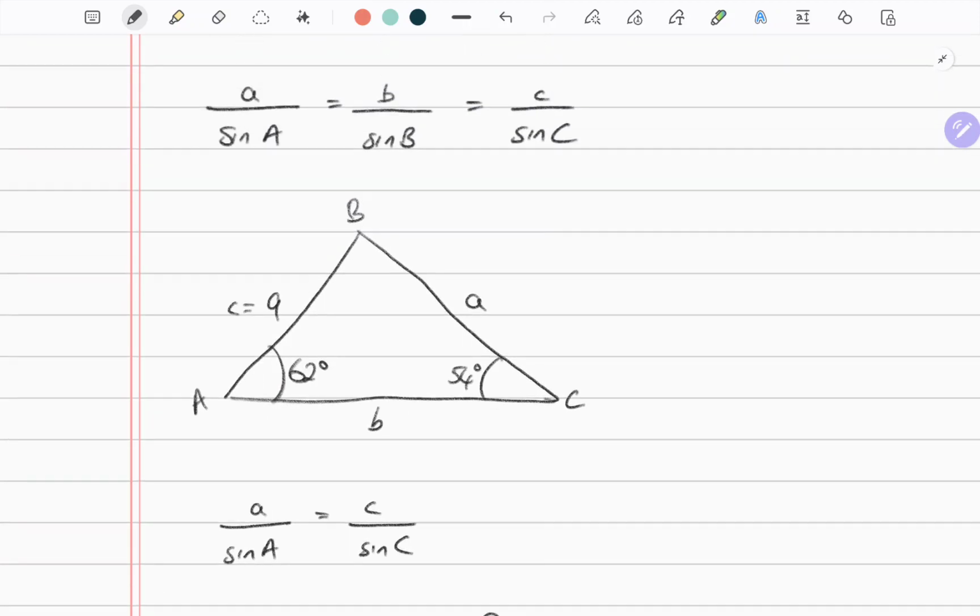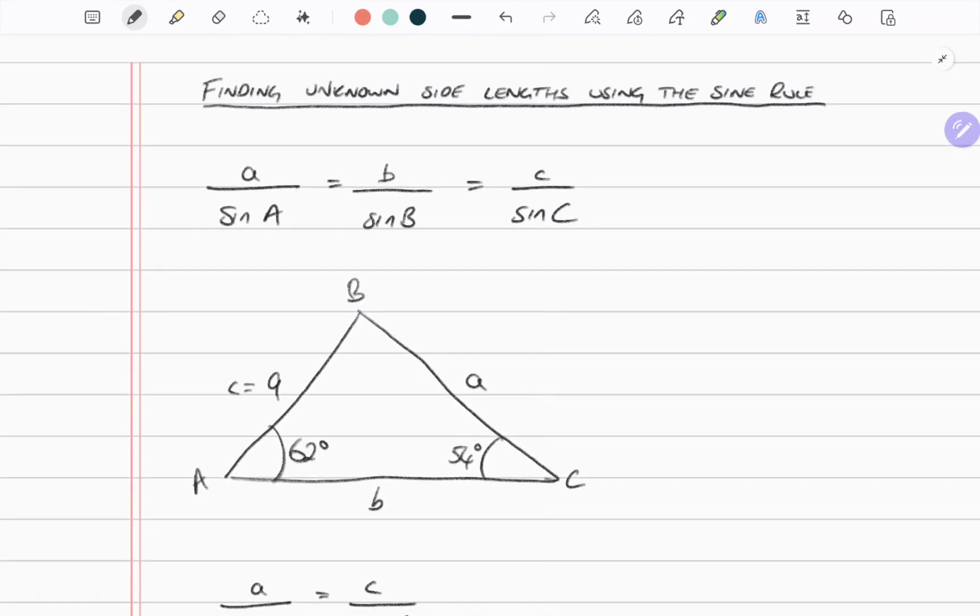So that's a little bit of an overview of the sine rule then. So a over sine A equals b over sine B equals c over sine C. What you would do is you'll just denote each angle with A, B or C, and then the opposite length to that angle would be just in lowercase, and then you've got something to work with.